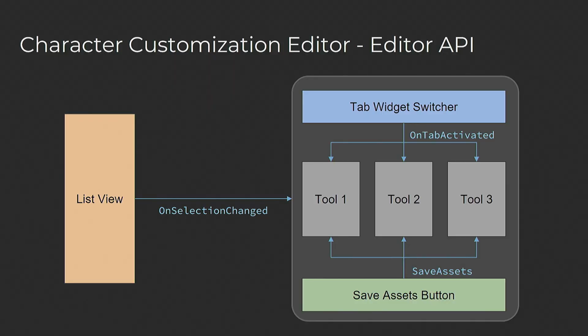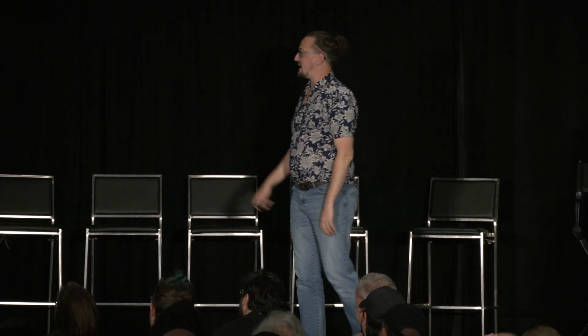And then we have the tab widget switcher that just tells them when their tab is activated, and a save button at the bottom that just tells them that their tool should save. So there's very little for anyone to actually care about when it comes to implementing a new tool. They don't need to care about anything around this. So the API here in Angelscript is very simple.